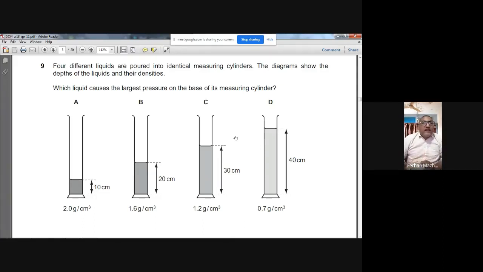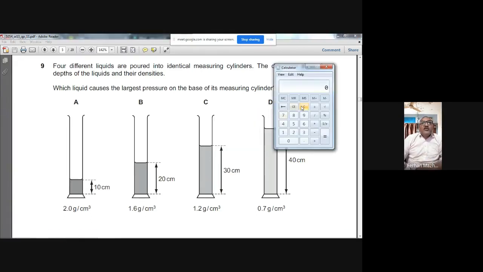So for example, let me calculate the pressure for the first one. The formula is rho g h, density into g into h. The density is 2 for the first one, the g value is 10, and the h value is also 10. So the answer will be 200. So just note it down. The first one, you got the answer 200. For the second one, the density is 1.6, the g value is 10, and the h value is 20. So its value comes out to be 320.